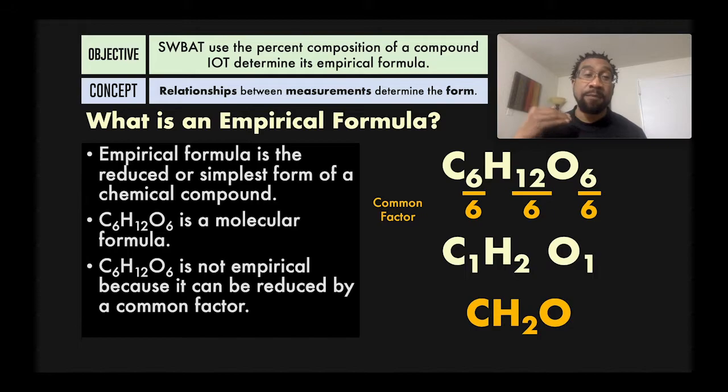It is the reduced or simplest form of a chemical compound. We have C6H12O6, which is a molecular formula, and it has a common factor amongst its three subscripts of 6, 12, and 6. So using the greatest common factor of 6, we can reduce all of that down to C1H2O1, which is CH2O. All right, so CH2O would be an empirical formula, and C6H12O6 would be the molecular formula. So we're going to learn how to actually get that last part, the CH2O, all right?